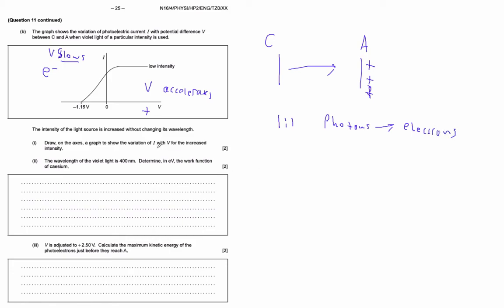Okay, so the intensity of the light source is increased without changing the wavelength. So the photon energy doesn't change, but the intensity changes. Draw on the axes a graph to show the variation of the current with the voltage for the increased intensity. Well, increased intensity in the photon theory just means more photons, so therefore we have a higher saturation current. So at the end here, this is just going to be a higher line.